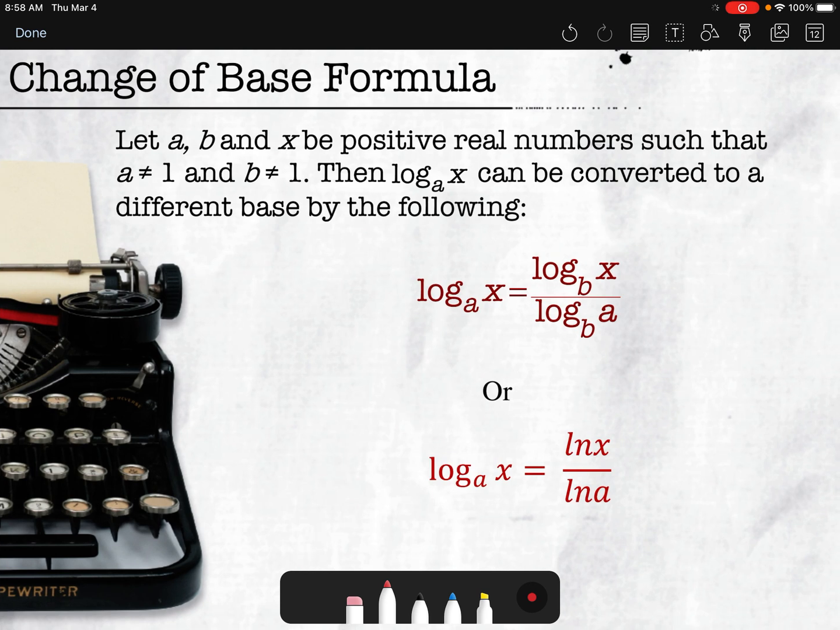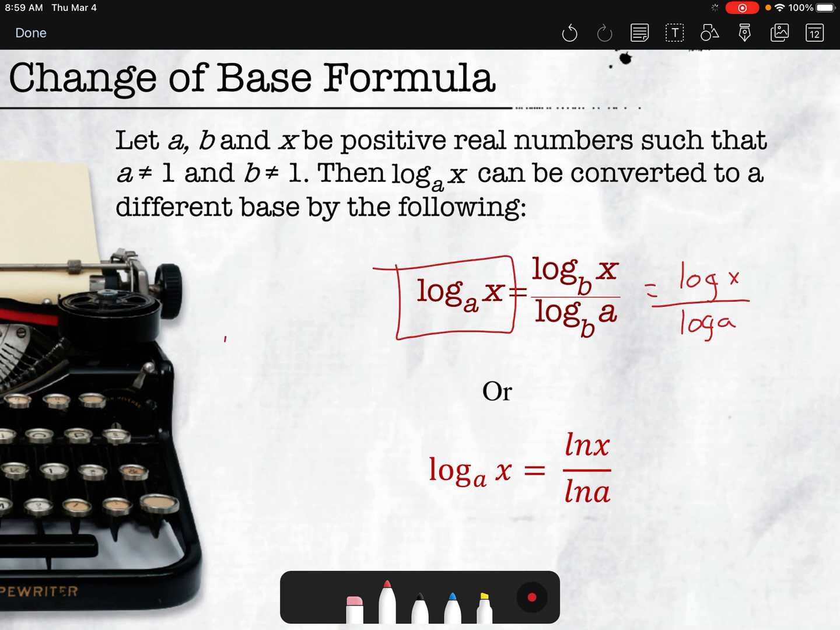And here's the change of base formula. So literally, oops, that should say ln. That's a typo, sorry. No, it shouldn't. Oh, I apologize. So the log base a of x is equal to the log base b of x over the log base b of a. In other words, this b is usually a 10. So another way of writing this is just log x over log a.